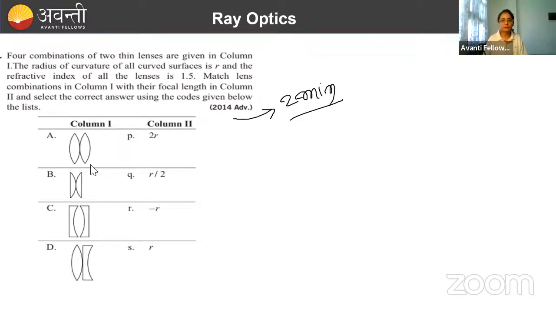You all got the answer? Come on. What will be the correct answer for option A? What will be its focal length? This is a combination of two lenses. So first try calculating the focal length of one lens. That is this one. So the focal length of this lens will be equal to how much? Let its refractive index be mu. It is kept in air, obviously. So focal length will be equal to how much? Mu minus 1 by R minus this. Okay. So what will be the answer?